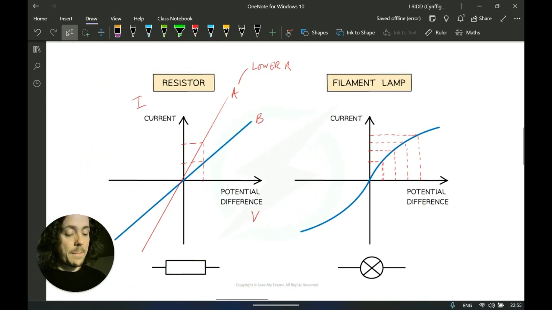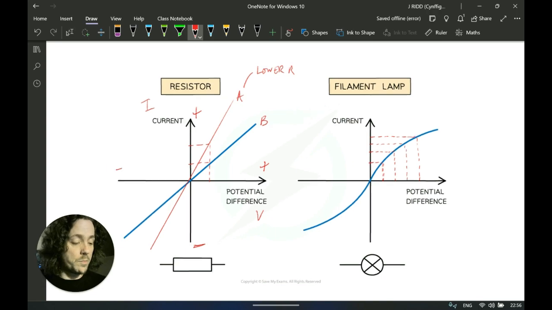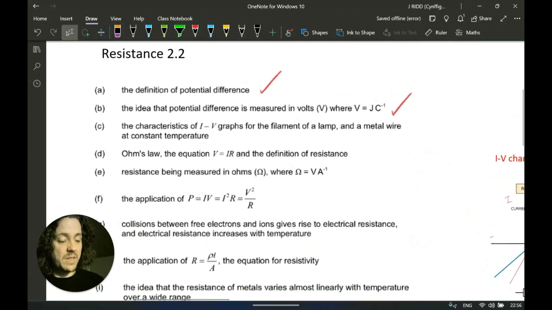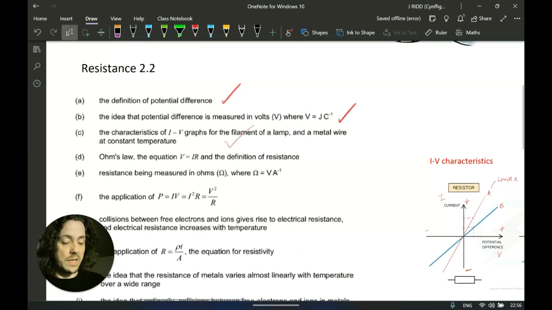The other thing to note is that, whether it's positive or negative, the resistor performs the same either way, and that's also true for a filament lamp. In other words, if you flip it round or reverse the terminals, that has no bearing on how that particular component performs. So that is enough to cover the IV characteristics for the lamp and the metal wire. As to why the filament lamp has that shape, we'll get onto that in a moment.